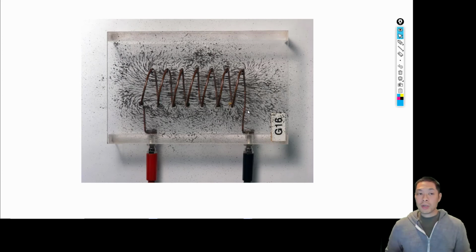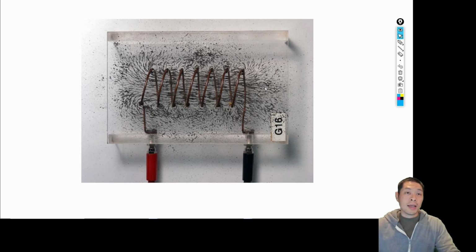All right, with this concept, we're going to explain how motors and generators work next. Hopefully this makes sense, and take care.